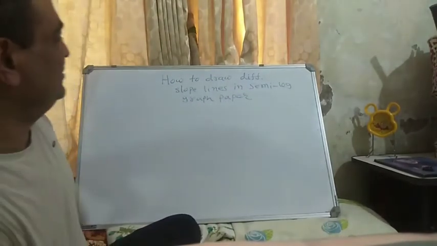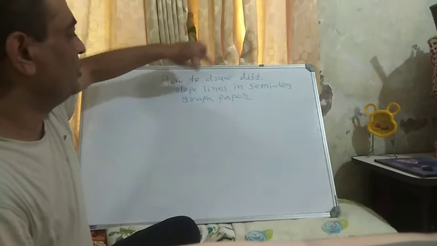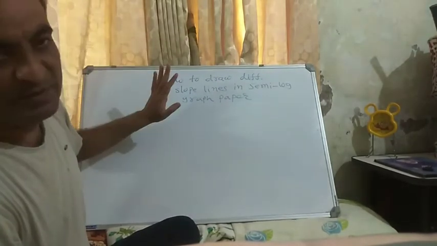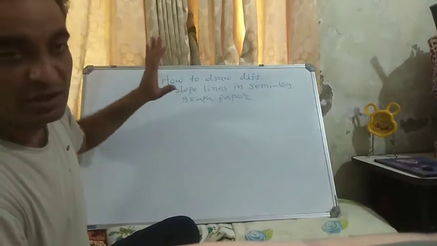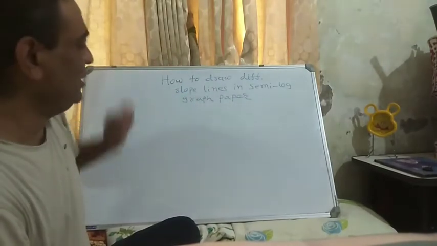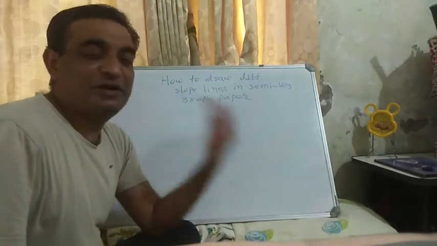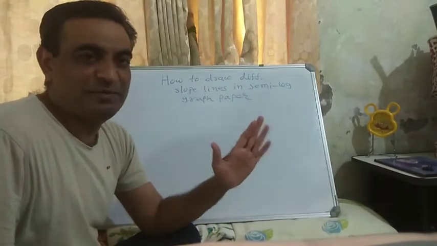So let us understand this: how to draw different slope lines on semi-log graph paper. This is very much required. You should understand this carefully. So I want to draw different slope lines on semi-log graph paper. How can it be done?